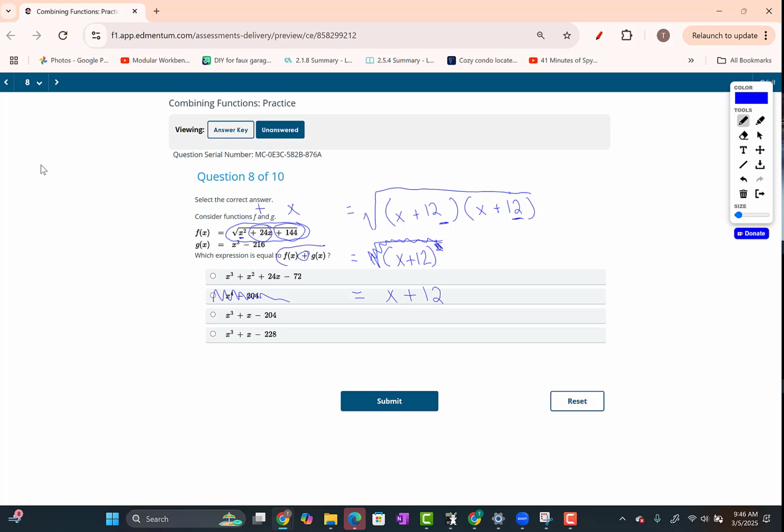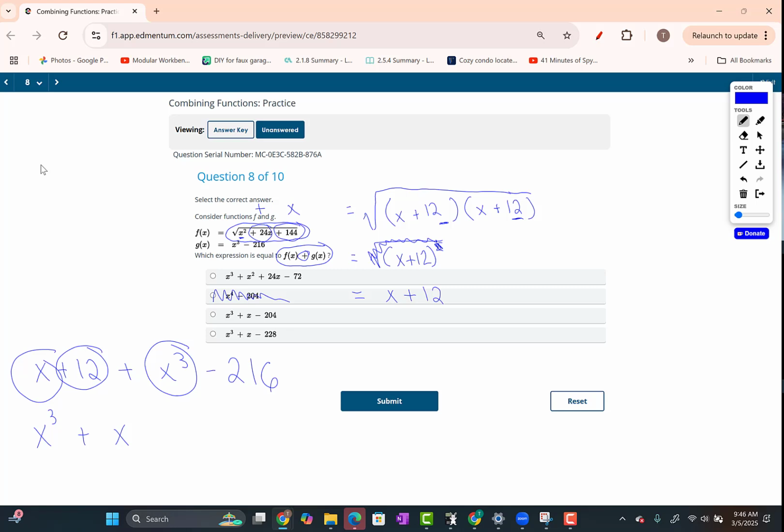Remember, the original problem said we're taking the f of x function, which is now simplified to x plus 12, and adding it to the g of x function, which is x to the third minus 216. There is no other x to the third in this problem, and there is no other x in this problem. So I'm just going to rewrite those. Positive x to the third plus 1x. We always want to write the biggest exponent first, which is why I switched the order there.